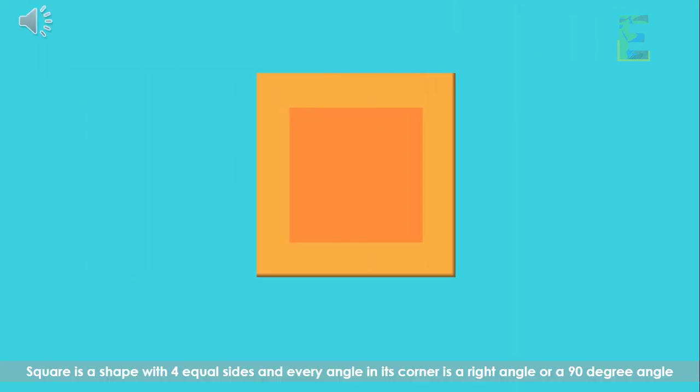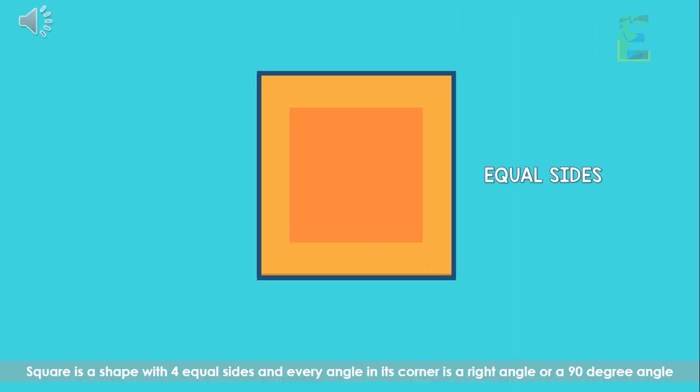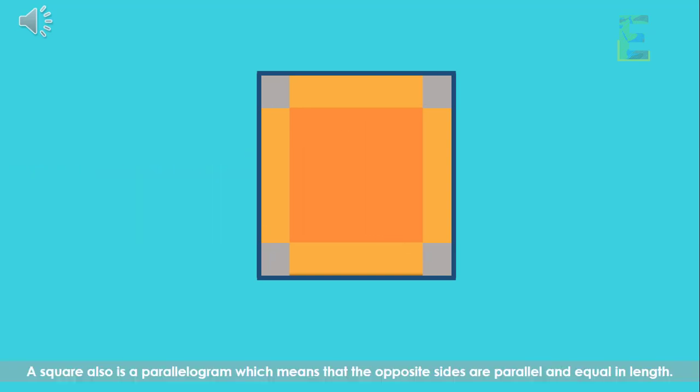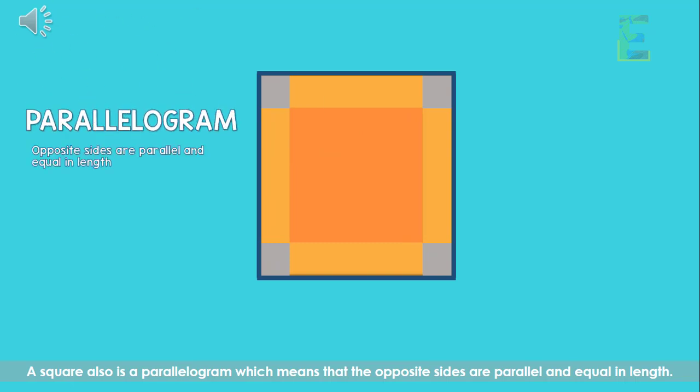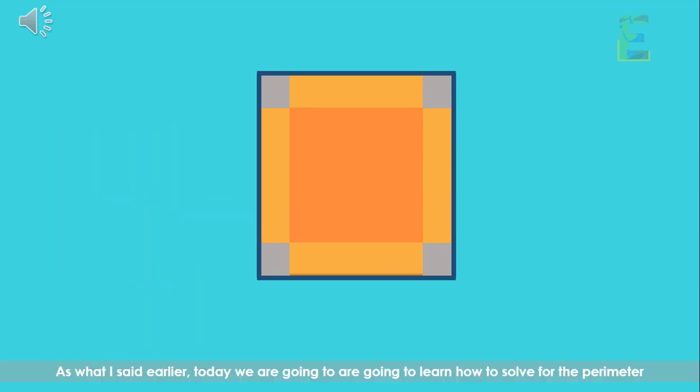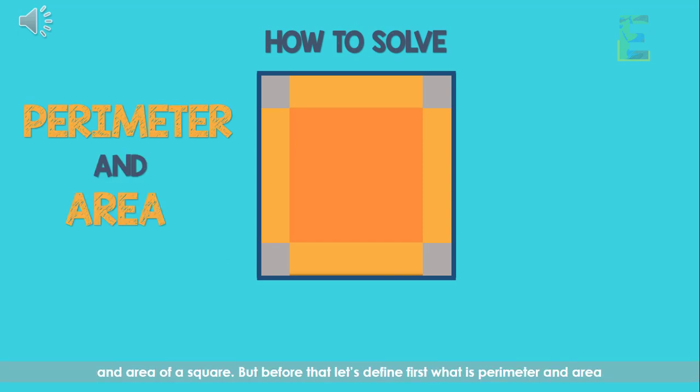A square is a shape with 4 equal sides, and every angle in its corner is a right angle or a 90-degree angle. A square also is a parallelogram, which means that the opposite sides are parallel and equal in length. As I said earlier, today we are going to learn how to solve for the perimeter and area of a square. But before that, let's define first what is perimeter and area.